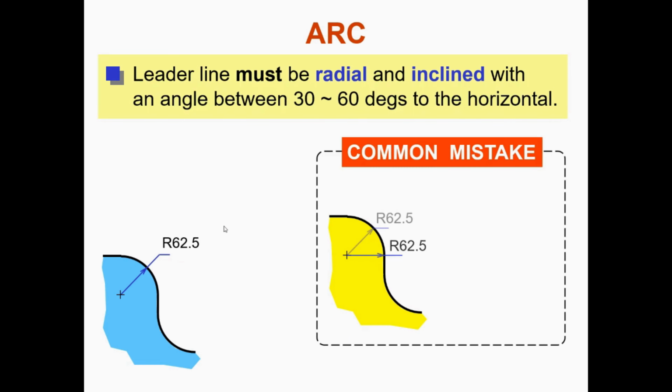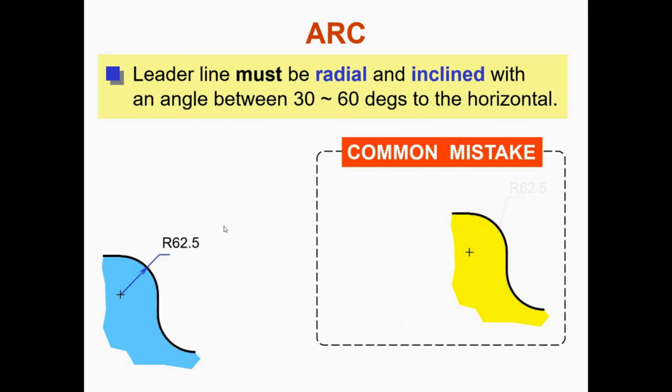Common mistake. Students are used to drawing leader lines that are horizontal, or above 60 degrees, or even less than 30 degrees. So they have the orientation in a horizontal manner or in a vertical orientation, which are both common mistakes that students do make. So these are more mistakes that we do make with respect to dimension leader lines.